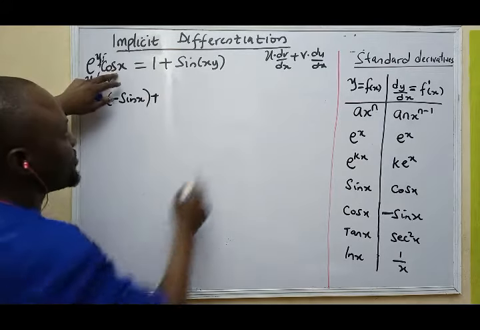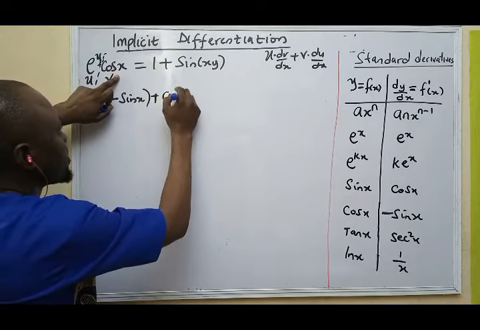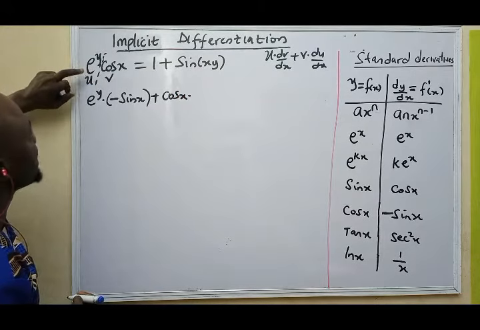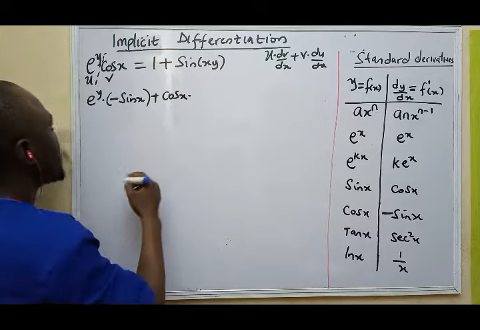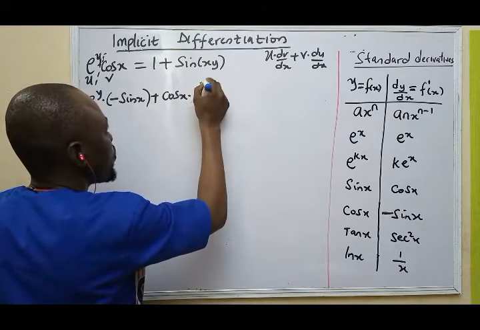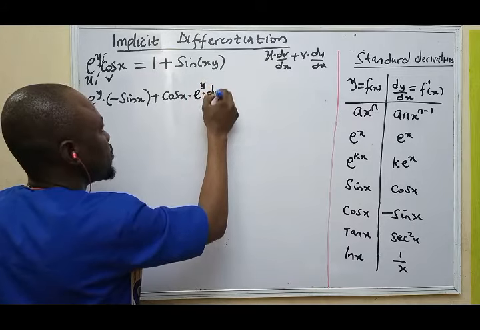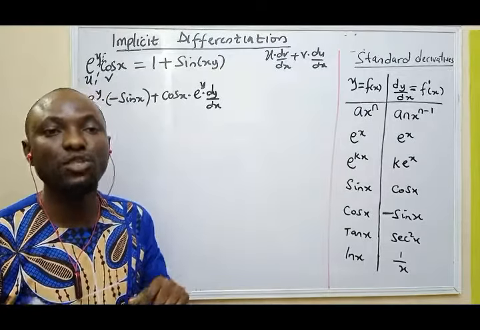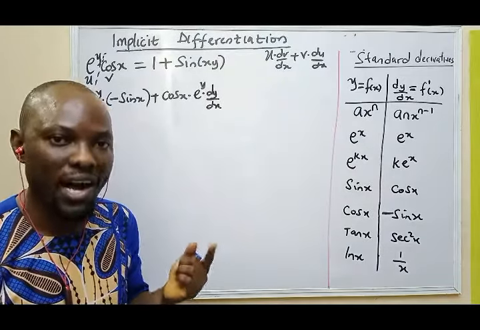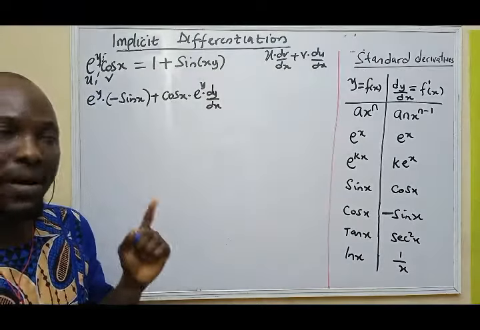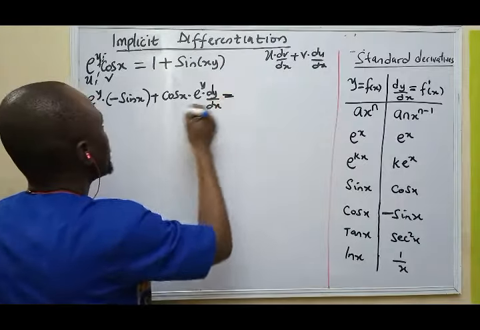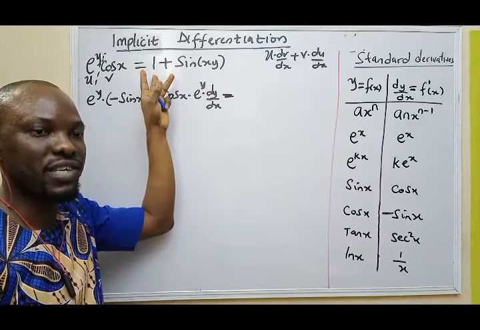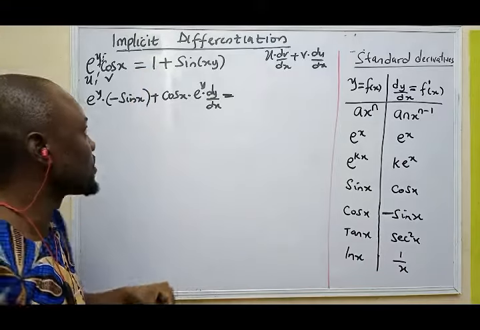Plus, then v is cos x, so I write cos x dot the derivative of u. If I differentiate e^y, I get e^y dot dy/dx. Why did I do that? Check my previous video. I said each time you differentiate with respect to y, you always multiply your result by dy/dx. Then this equals the derivative of a constant, which is 0. I've said that over and over again in all my videos: the derivative of a constant is 0.